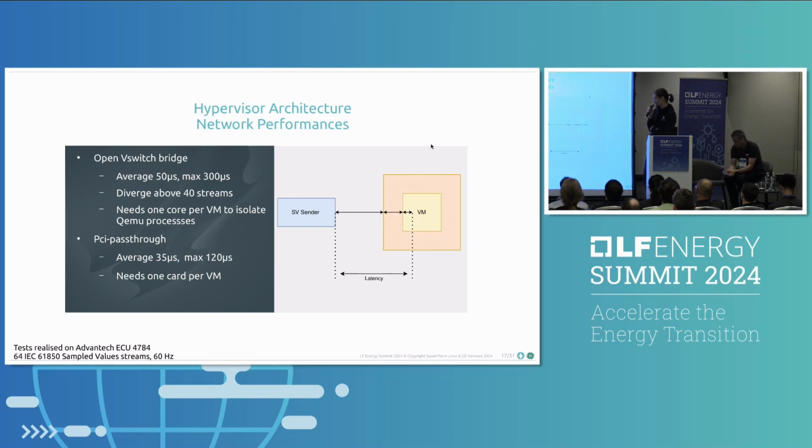We can use different technologies. Here I put two. With OpenVSwitch, we have a pretty good latency, maximum 300 microseconds. But at a certain amount of load, it diverges. Here, 40 streams on the Advantech server that we use to run SEAPATH. And we also need one core for all the QEMU processes, as I described before. The PCI pass-through technology is faster, as I said, 120 microseconds, but needs one card per VM.